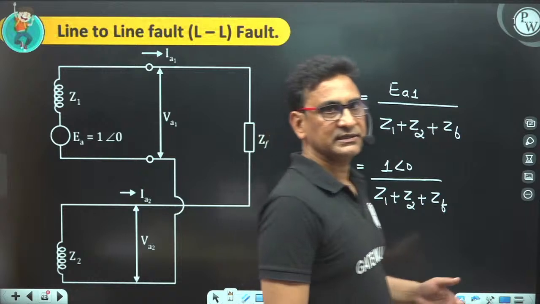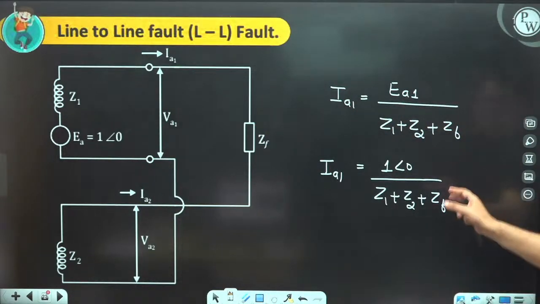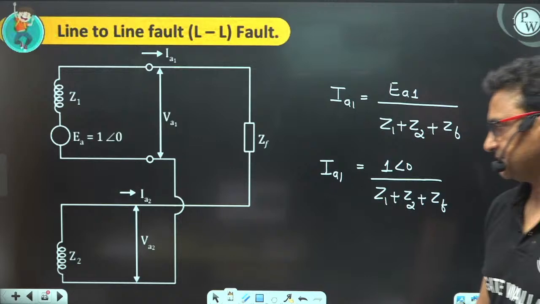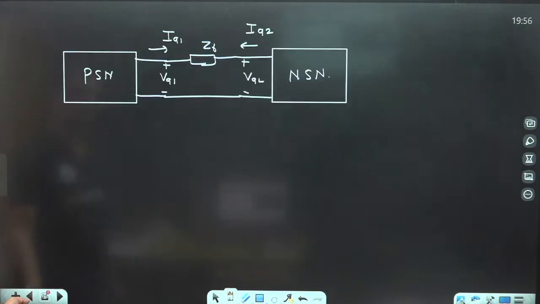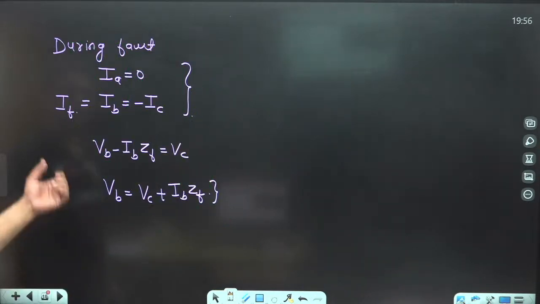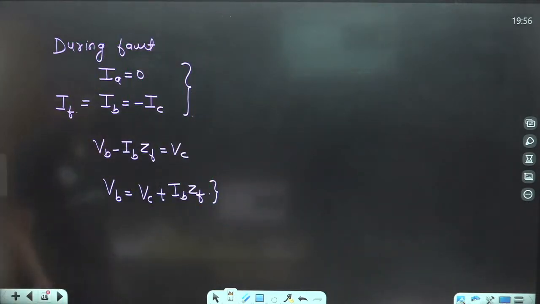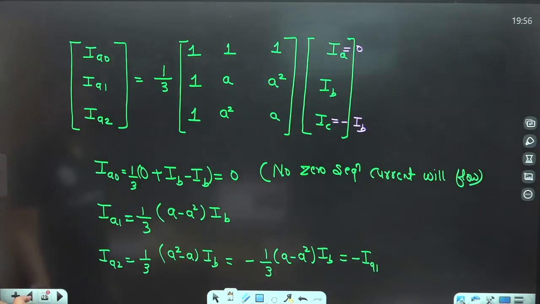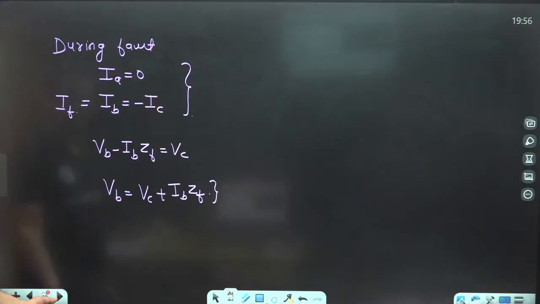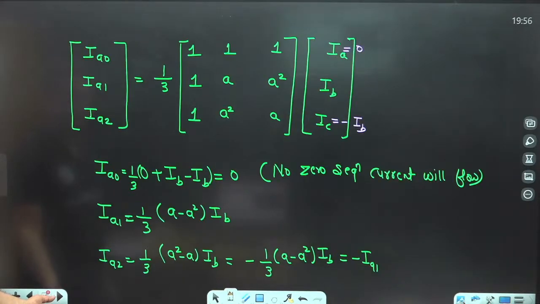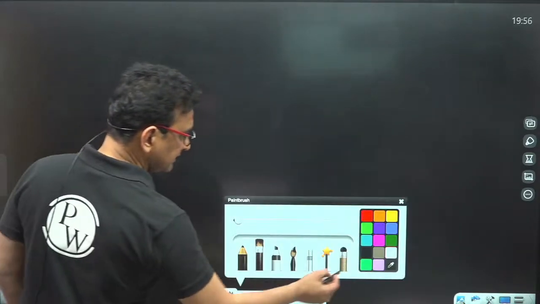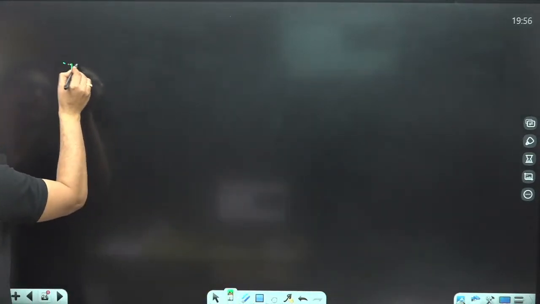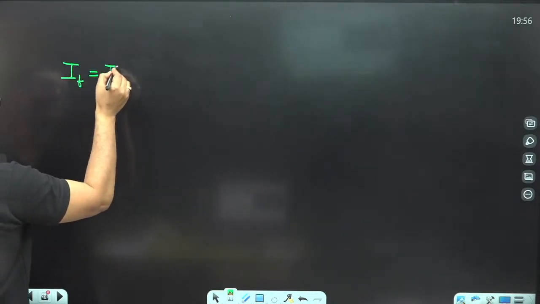This is not the fault current. This is the positive sequence current. This is only the positive sequence current. Clear? Now, what is the fault current then? The fault current is equivalent to IB. And what is the IB? Because we know the sequence currents, we can find out the value of the fault current.